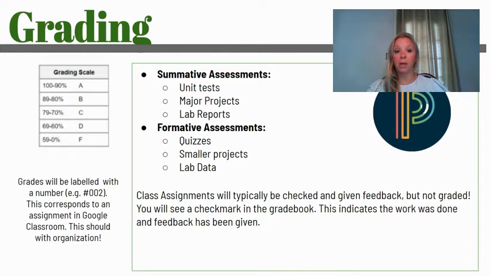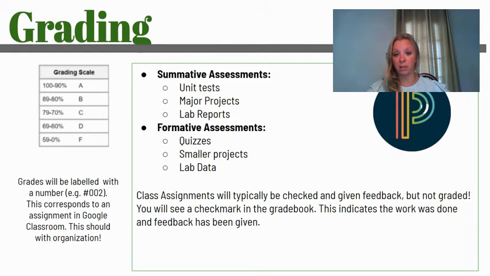How is your student going to be getting a grade in this course? There are two major breakdowns of the grade. The summative assessments are typically things that we do at the end of a unit and they're heavily weighted. Those summative assessments could be tests, major projects that we work on, or lab reports that we've been working on throughout the unit.